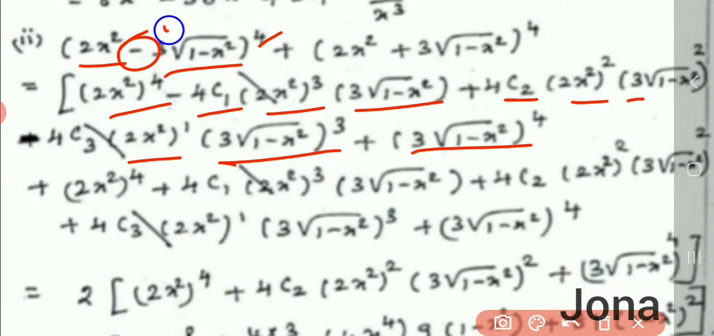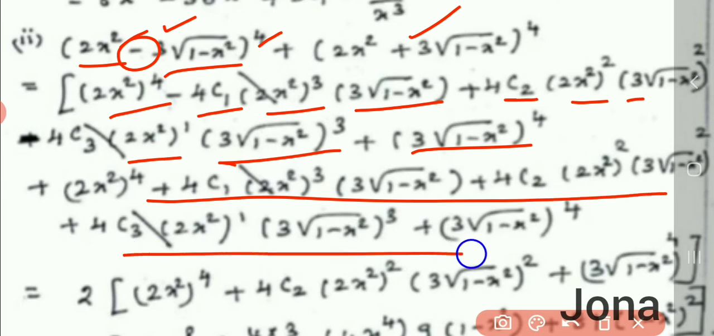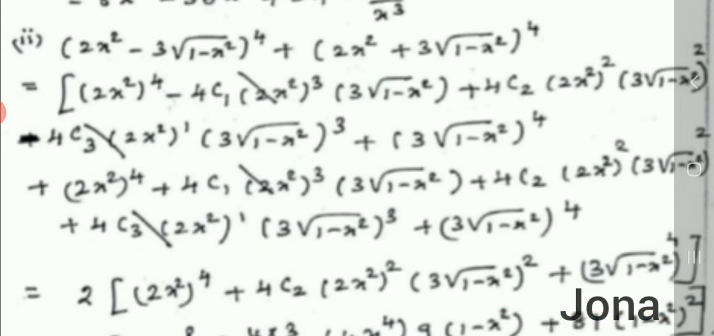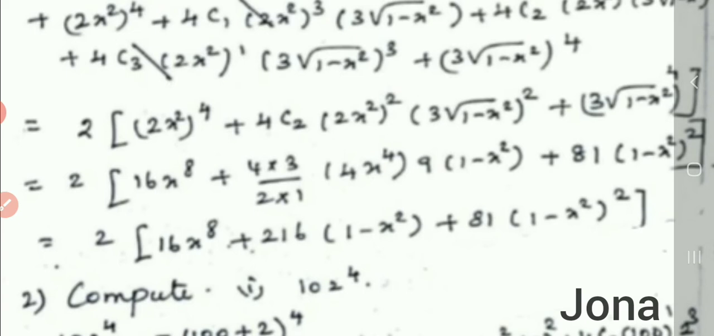Here we have minus and here we have plus. Both the terms are the same only. Instead of this minus and plus, for minus the alternating symbols will be there, and for plus all the terms will be plus only here. Then we can cancel those terms there. The remaining terms we have are 2 times (2x²)⁴ and 2 times 4C2 (2x²)² into (3√(1−x²))² plus (3√(1−x²))⁴.